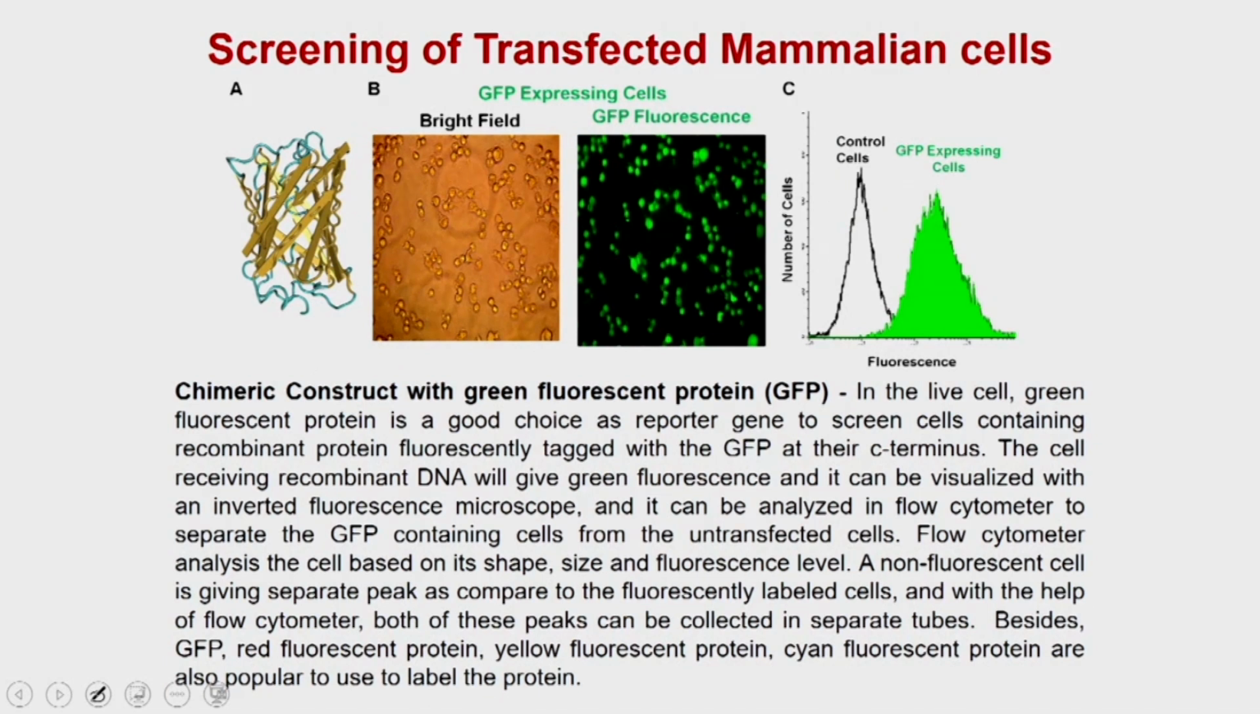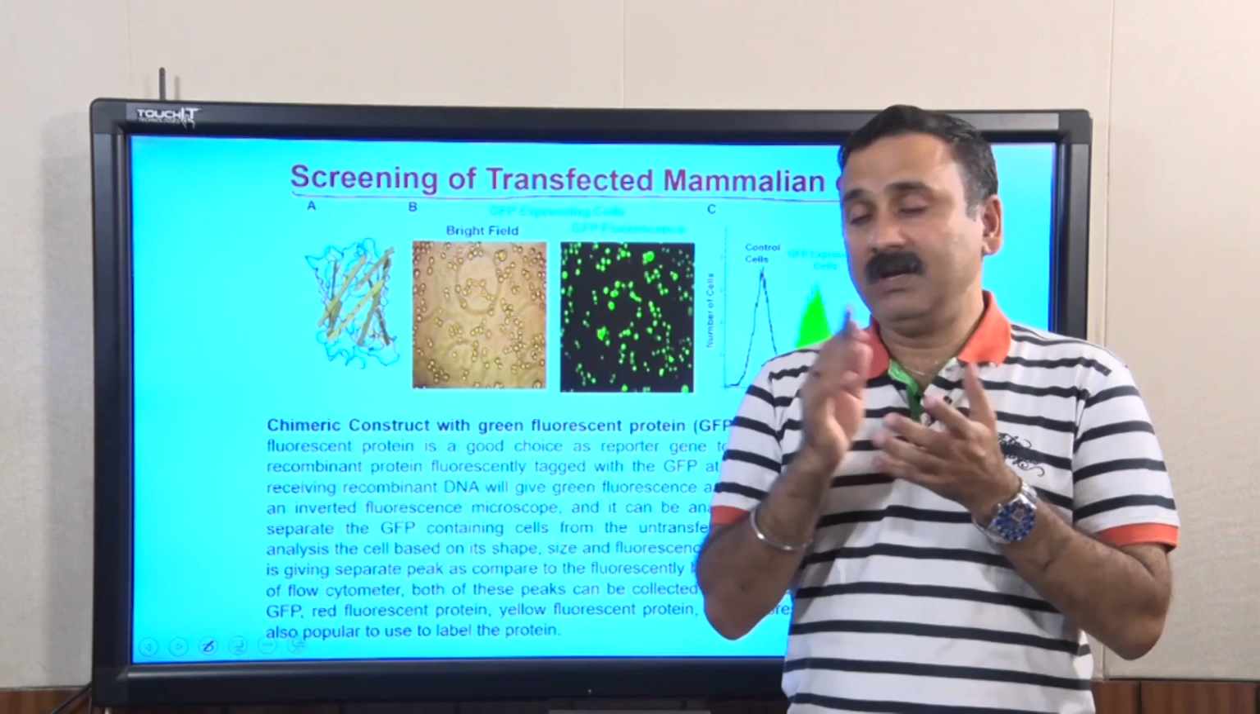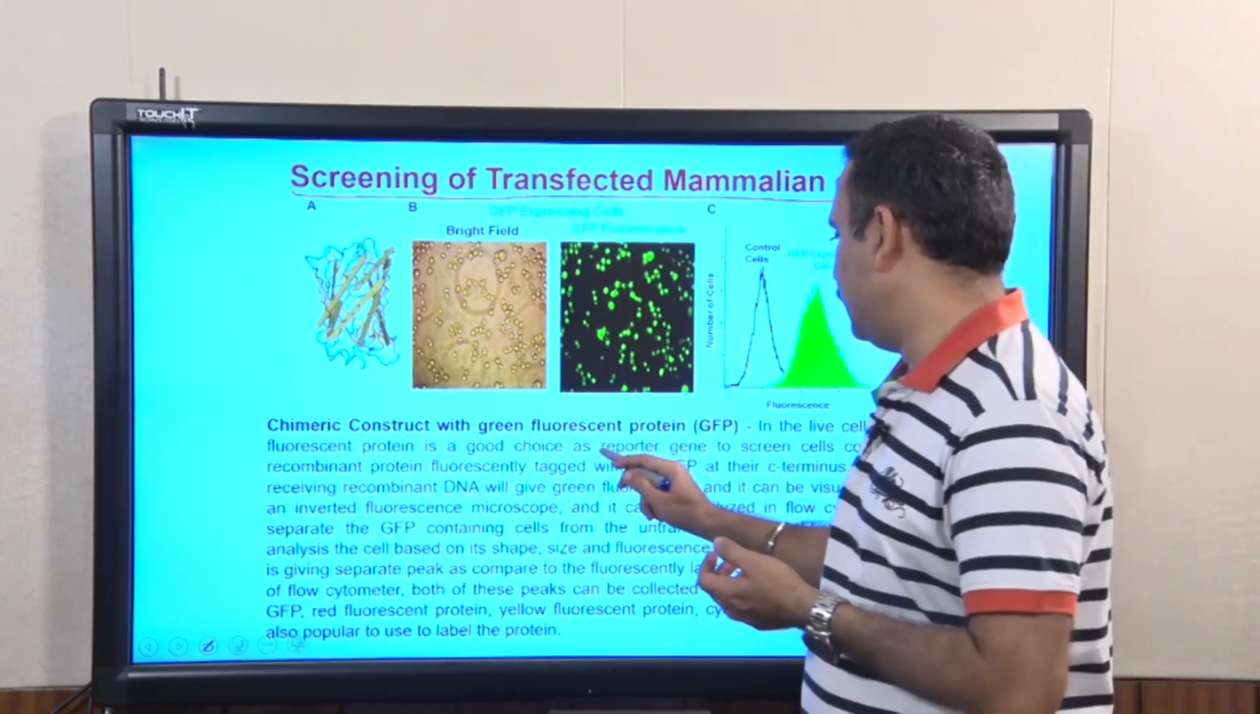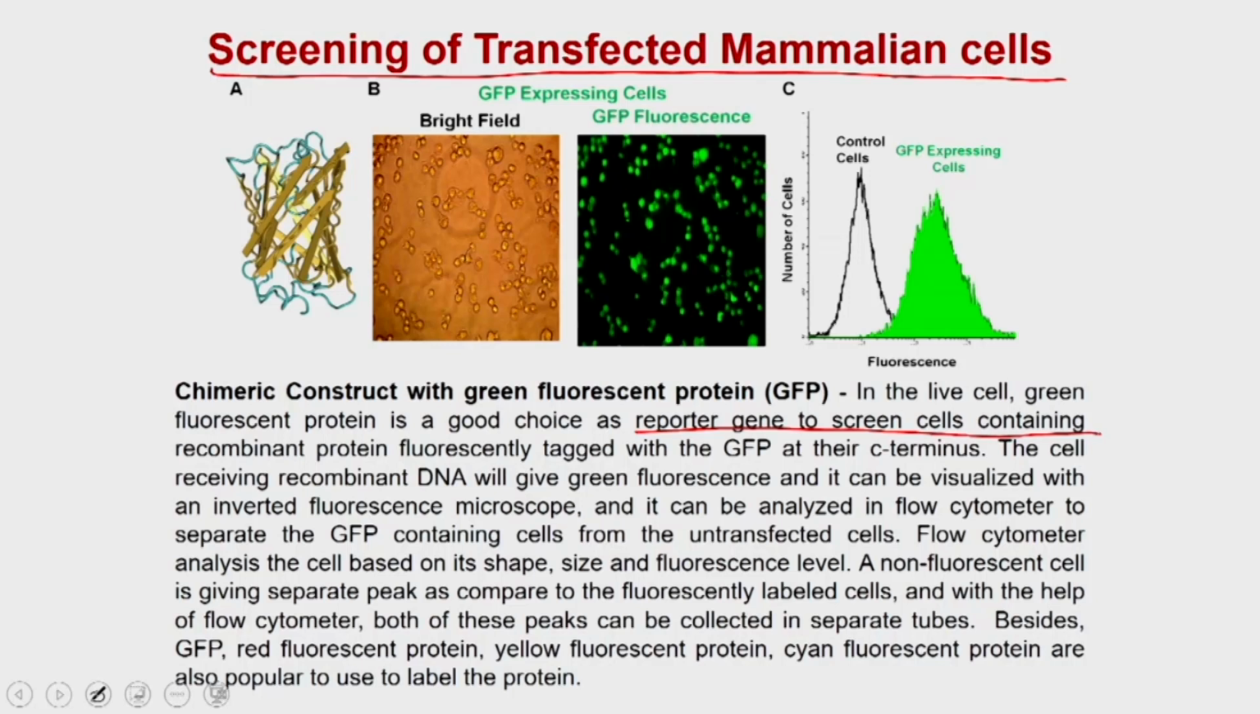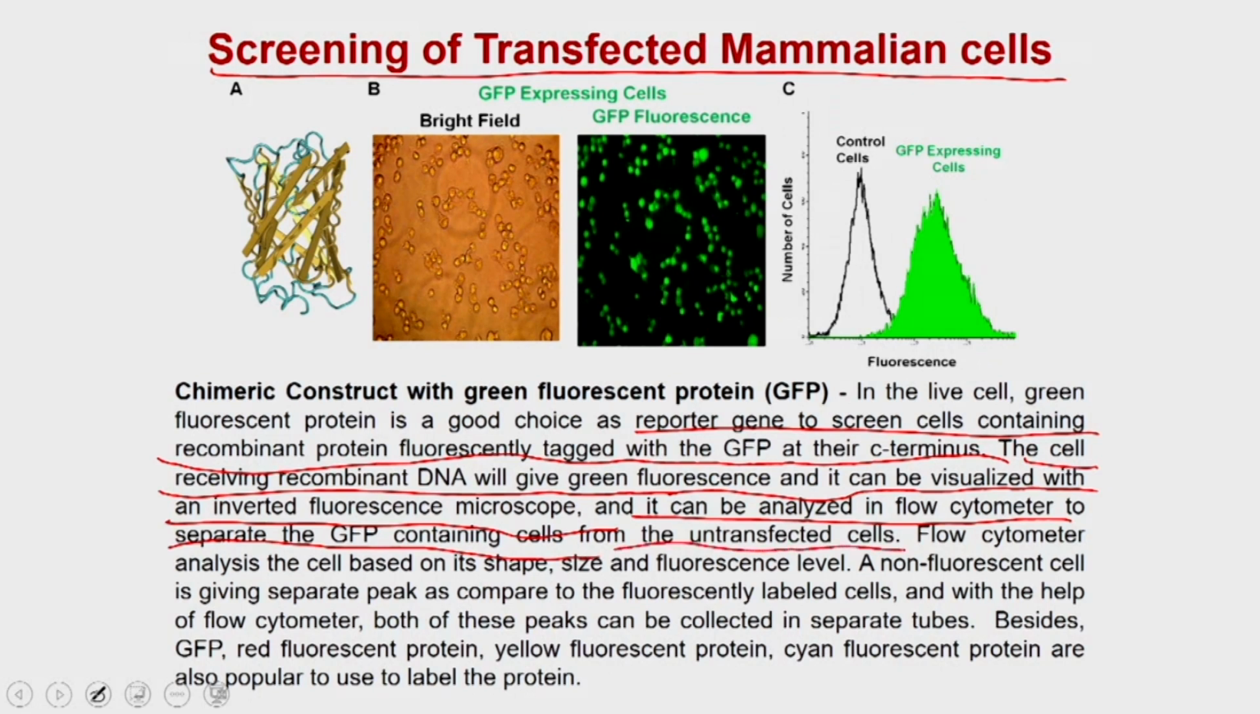Now, let us move on to the next approach. The next approach is that you can express the green fluorescent protein in the cell. Green fluorescent protein is a reporter gene to screen the cells containing the recombinant protein fluorescently tagged with GFP at their C terminus. The cells receiving recombinant DNA will give green fluorescence, and it can be visualized with an inverted fluorescence microscope, or analyzed by flow cytometry to separate the GFP containing cells from the untransfected cells. GFP is a green fluorescent protein, it gives the green fluorescence.